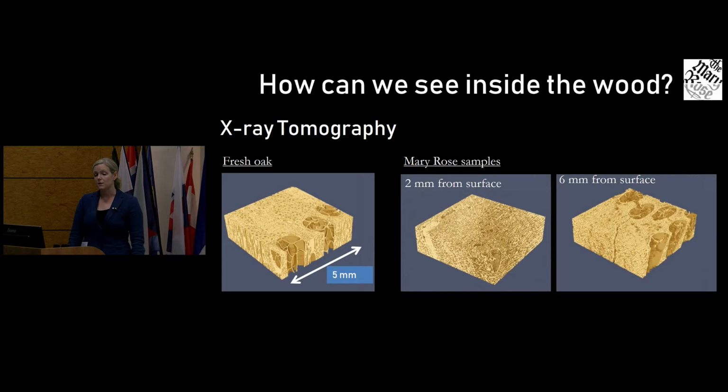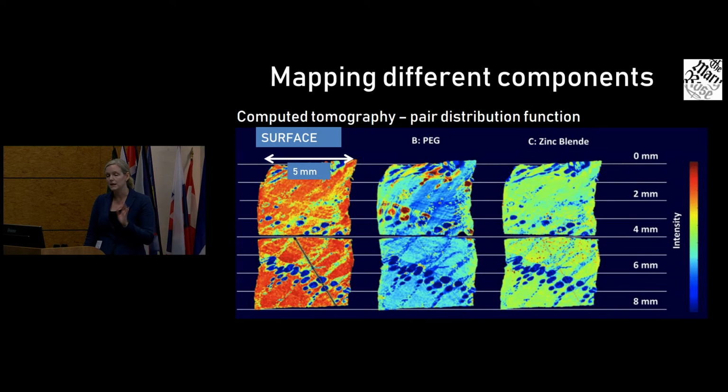So in the fresh oak, you can see the wood structure, you can see the vessels, you can see the growth rings. In the Mary Rose samples near the surface, you can see that it's just a bit chaotic. That's because it's degraded. A lot of the wood structure has been compromised. But as you go down into the surface, you then start to regain some of that structure as the wood is less degraded. Now, what's fabulous about ID15 is that at every voxel within that tomograph, you can take PDF analysis. Now, PDF, very briefly, as opposed to XRD, is going to tell you about all the nanocrystalline and amorphous phases that are there.